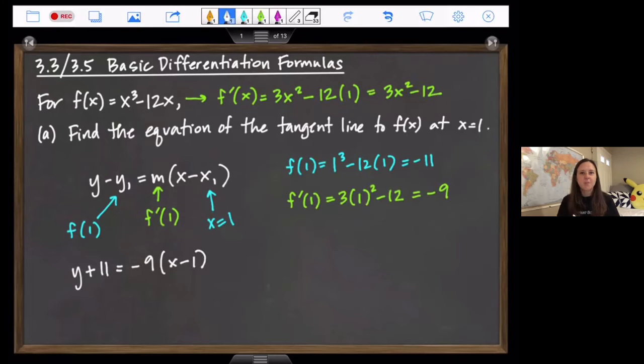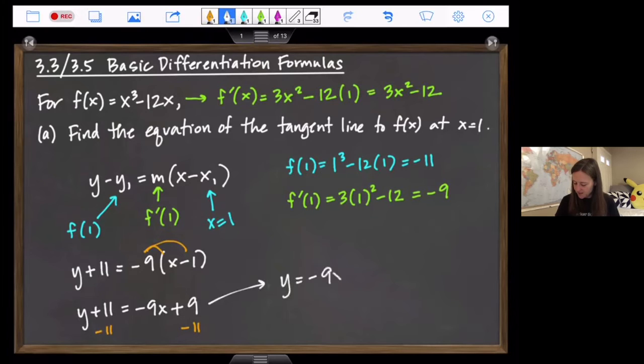And then we'll just clean it up and make it look like a y equals mx plus b line. So distribute our negative 9 and get y plus 11 equals negative 9x plus 9, negative 9 times negative 1. And then I'm just going to subtract that 11 from both sides. Lots of negative stuff in this tangent line. So we got y equals negative 9x minus 2. And that's our tangent line. Let's go over to Desmos and make sure this actually looks like it works.